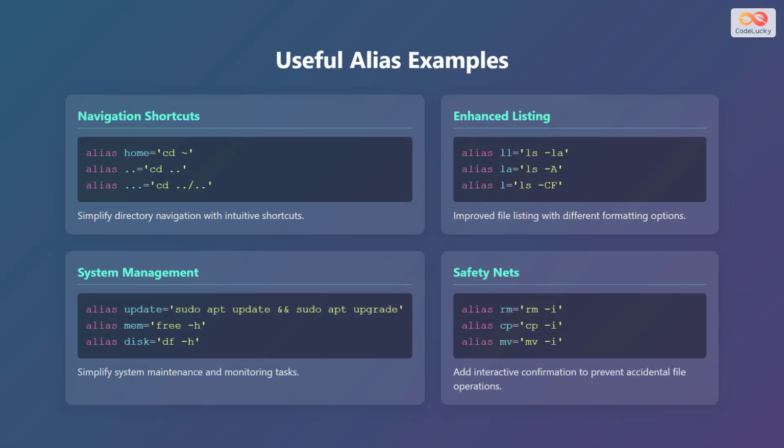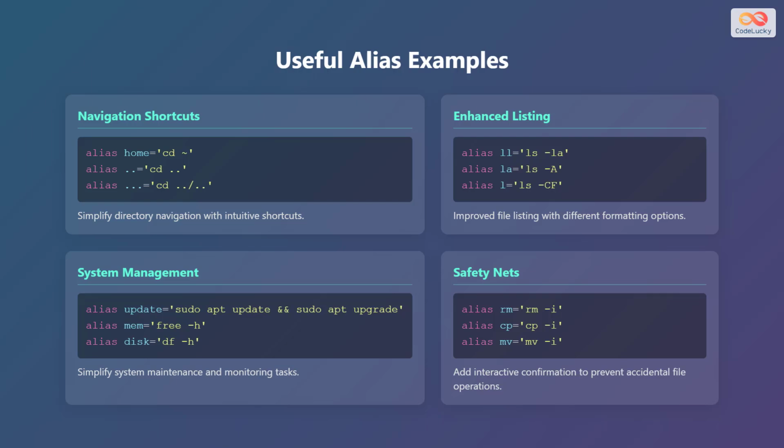Let's explore some useful alias examples. First, navigation shortcuts. You can create aliases like alias home='cd ~', alias ..='cd ..', and alias ...='cd ../..'. These simplify directory navigation.